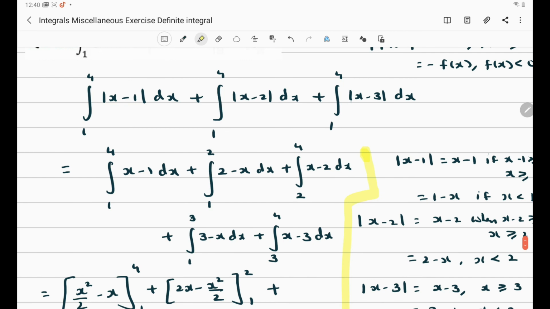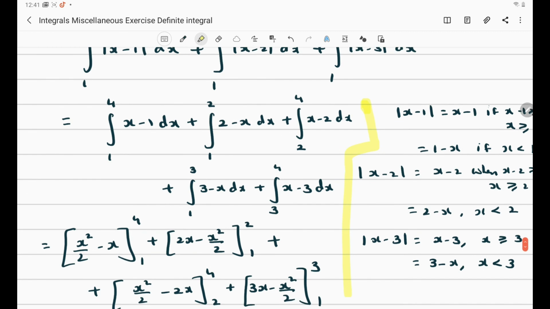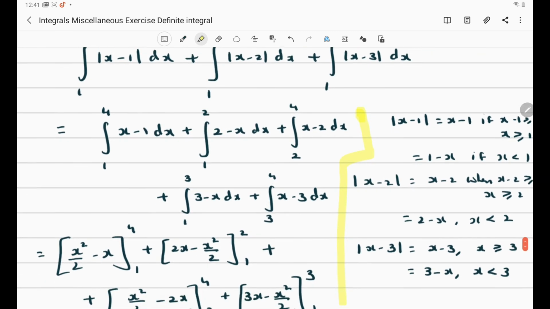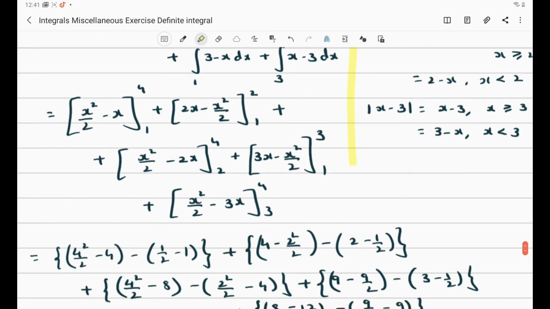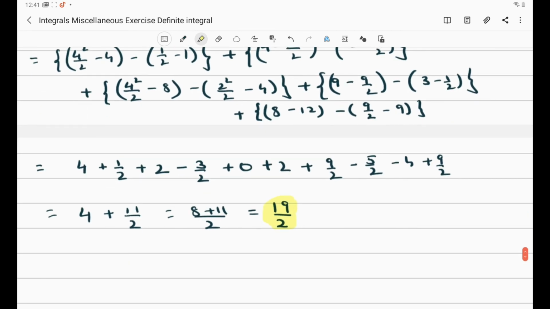Similarly, for the modulus of x minus 3, we have written it is 3 minus x for values less than 3, that is from integral 1 to 3 it's 3 minus x dx, and for the values more than 3, that is from integral 3 to 4 it is x minus 3 dx. And once we have removed the modulus, it is a very simple problem. We evaluate the integral and substitute the upper limit, and from that you substitute the lower limit and subtract it from the value obtained in the substitution of the upper limit in the integral. So that is how we got the value to be 19 by 2.